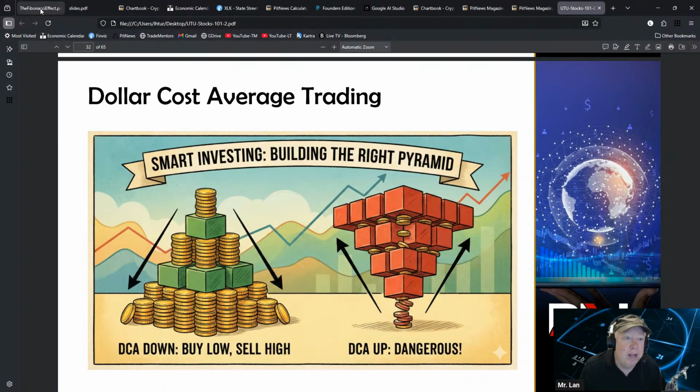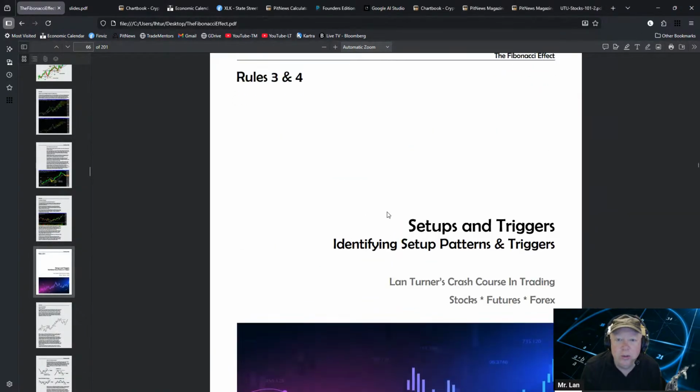So back to our manual, what we're going to do is we're going to go through rules 3 and 4. So count, measure, set up, trigger, and follow through. That's our trading mantra, our trading strategy. Whenever you trade, you have to have a strategy. So count, measure, set up, trigger, follow through. What are we going to count?